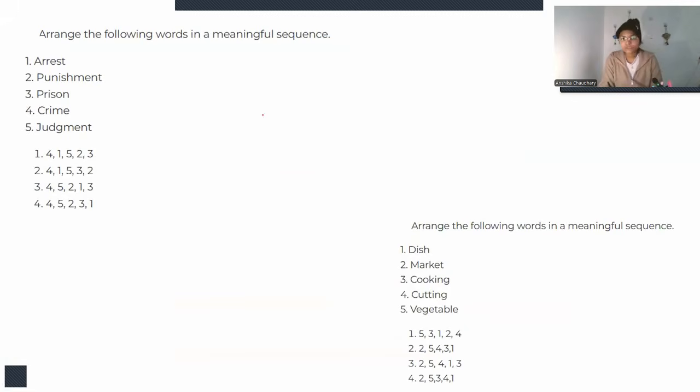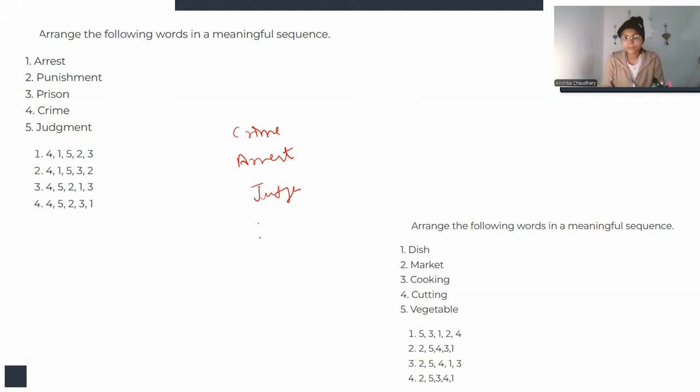The next question is, we need to arrange in meaningful sequence: arrest, punishment, prison, crime, judgment. So first of all, someone commits a crime, then only he is arrested, right? So crime, then arrest, then after that they like judgment, right?